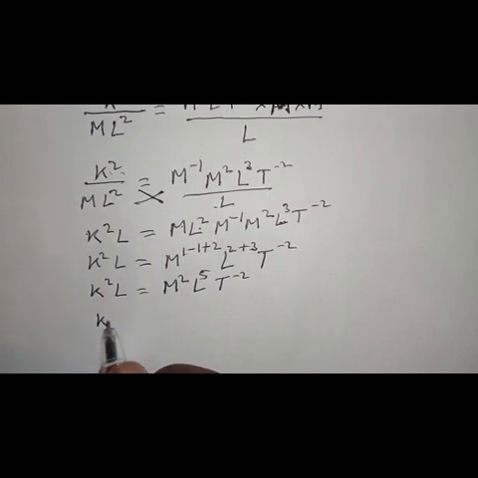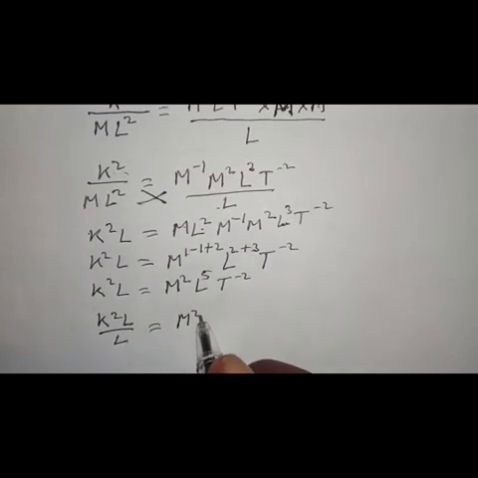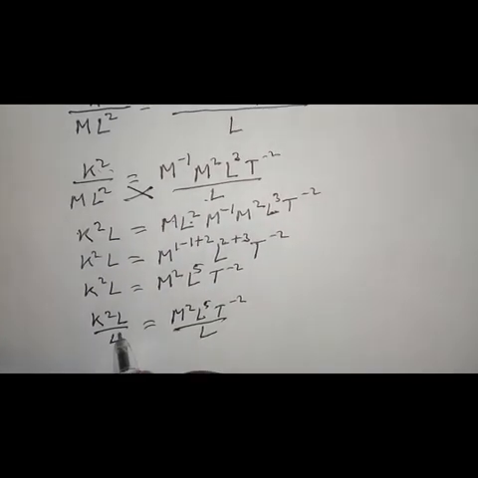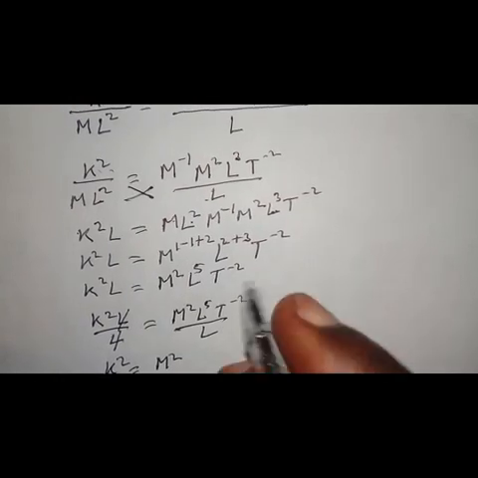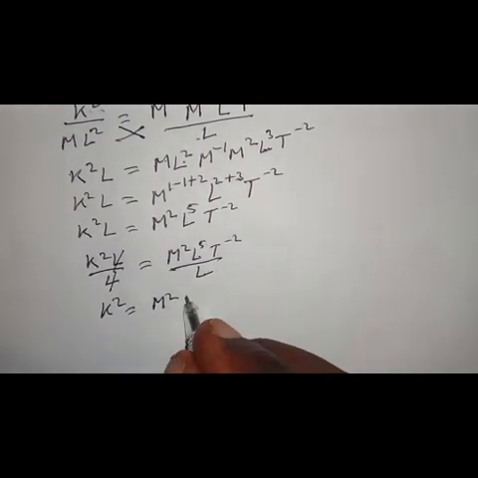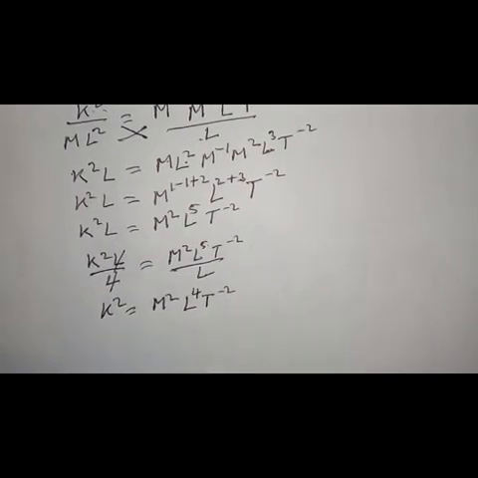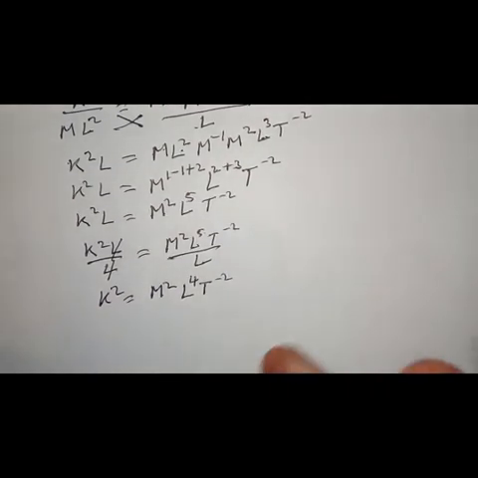So we have k squared l all over l is equal to m squared l raised to power 5 t raised to power minus 2 all over l. So when that is done, this l will cancel this l, and we have k squared is equal to m squared l. Here we cancel one l, so we are left with l raised to power 4 and then t raised to power minus 2.